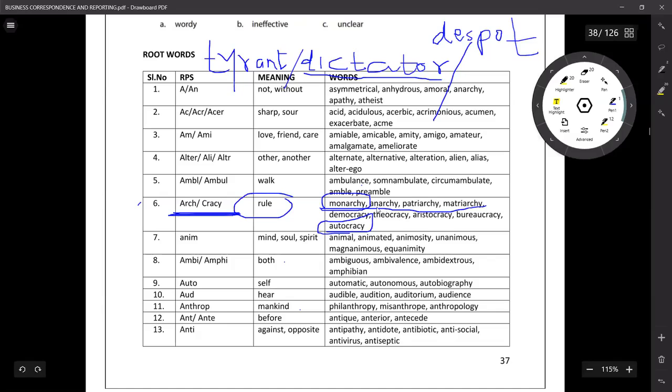Okay, anarchy. You remember we did this yesterday. An means what? An means no. Archy means rule. So if you say anarchy, no ruler. If there is no ruler, there is a complete state of chaos. There is complete disorder. Correct? So that would be anarchy. Okay. Patriarchy. Patri, male. Matri, female. Male dominated, female dominated. Mother's rule, father's rule. Male rule, female rule.